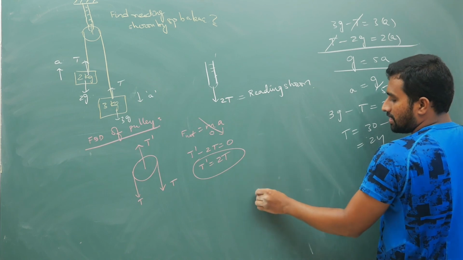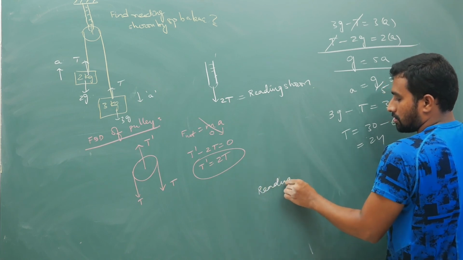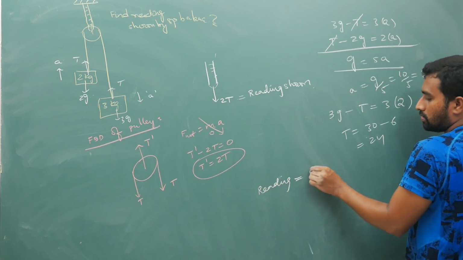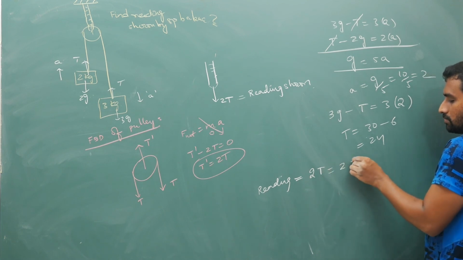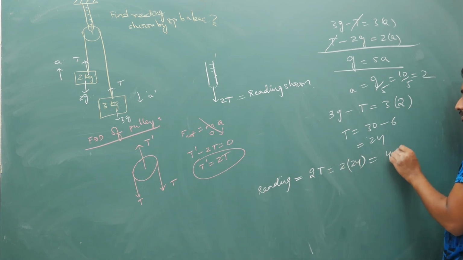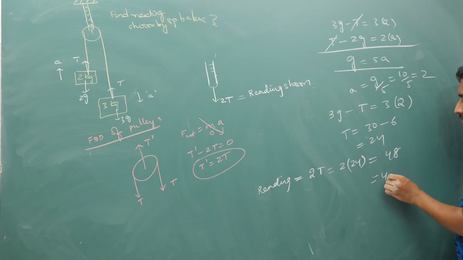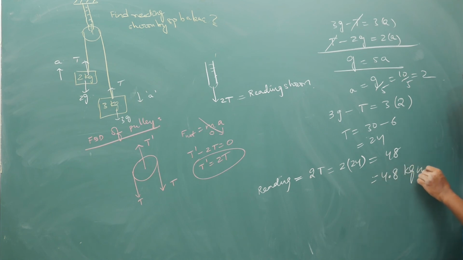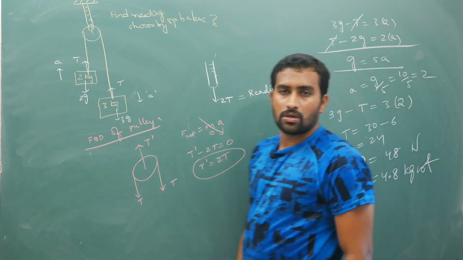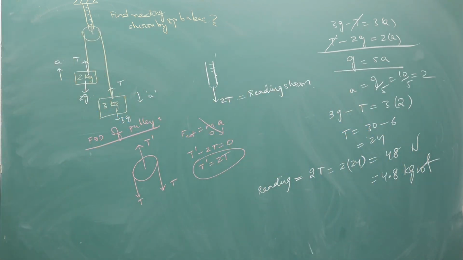So your reading is 2T, that is 2 times 24, that is equal to 48. So it will show around 4.8 kg weight or 48 Newton. That is the reading shown by the machine. From here we will continue in the next class. Okay, that's all for today. Thank you.